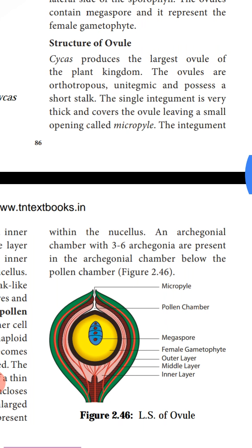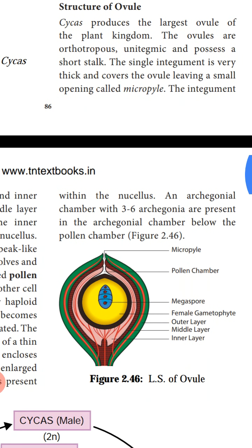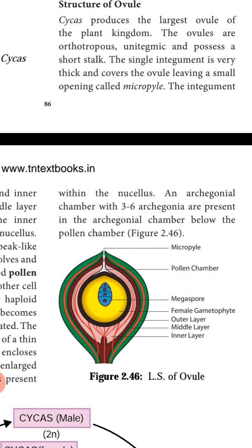The single integument is very thick and covers the ovule, leaving a small opening that is called the micropyle. Here you can see the micropyle region. The micropyle is a small opening. In the center, the yellow region, you can find the nucellus region. That nucellus region is surrounded by a single integument. A single protective layer is present, and this protective layer consists of 3 layers.